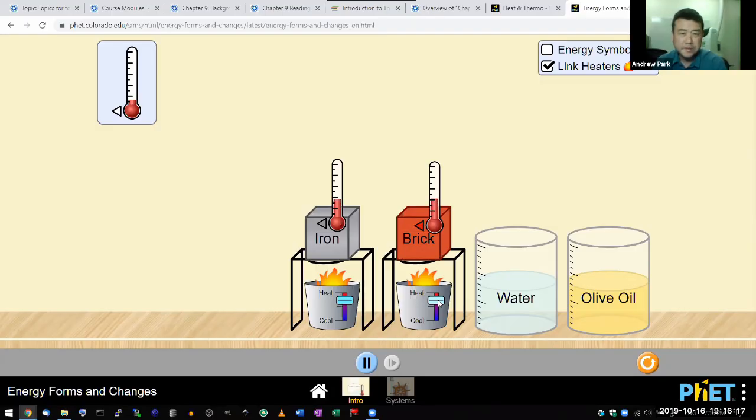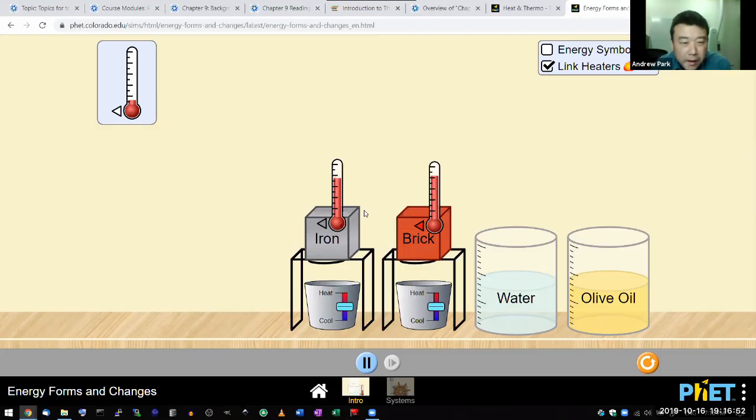I hope you have this experience: as you heat things, they don't necessarily heat up at the same rate. And that's what you are seeing here. As I heat up iron and brick, and these two heaters are linked, I'm transferring some amount of energy in some form at the same rate, but the brick block goes up in temperature faster than the iron block. So something's different about that.